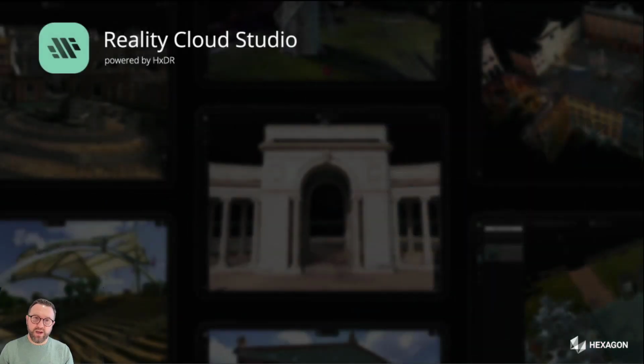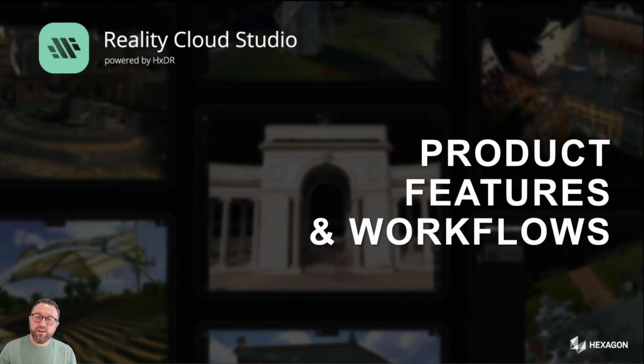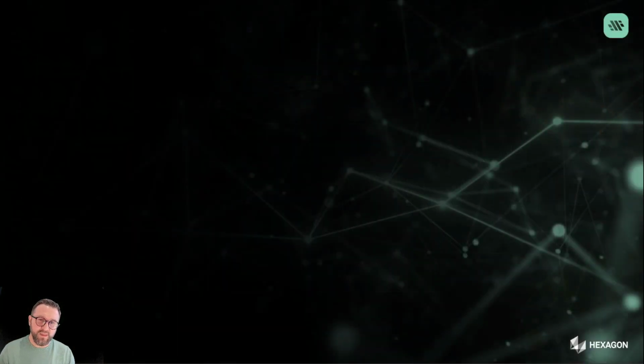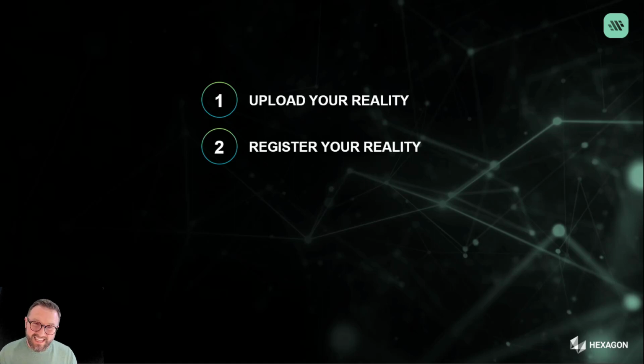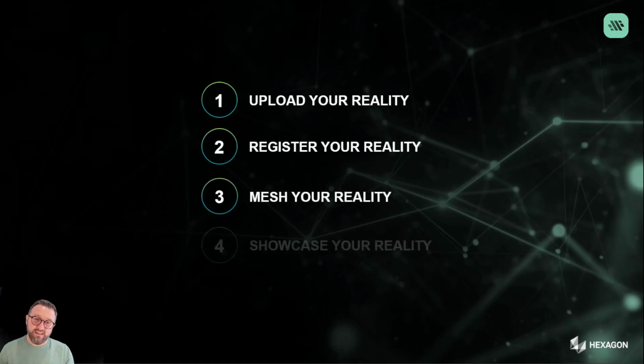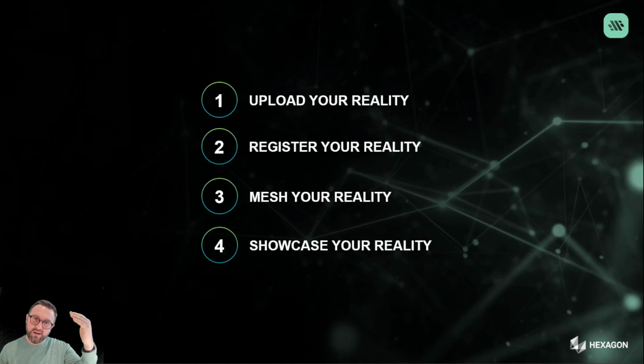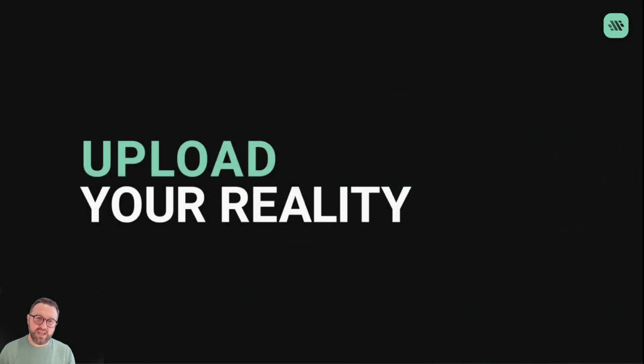So all in all, those are the three key features that make up Reality Cloud Studio. Now we'll look a little bit more in detail, and as we step through, we'll break out and have a little demonstration of those features and functions so we can explain them in more detail. We'll look at uploading your reality capture data, registering it, meshing it, and also showcasing it. Those are the four key steps we're going to look at, and what part Reality Cloud Studio plays in each of those steps.